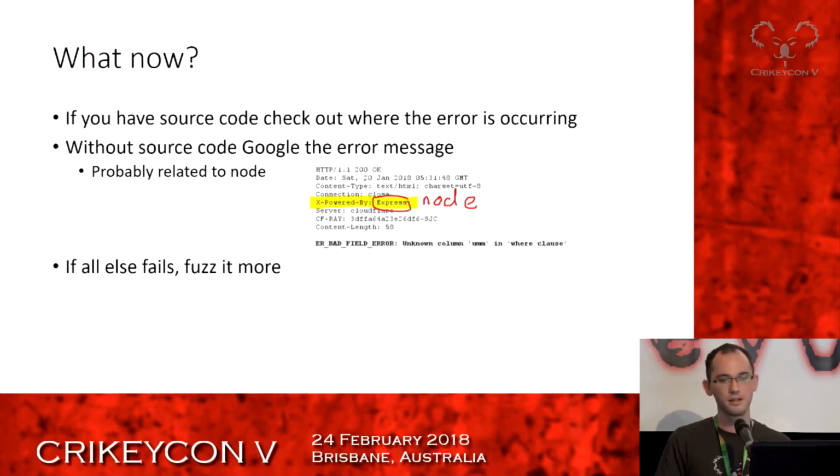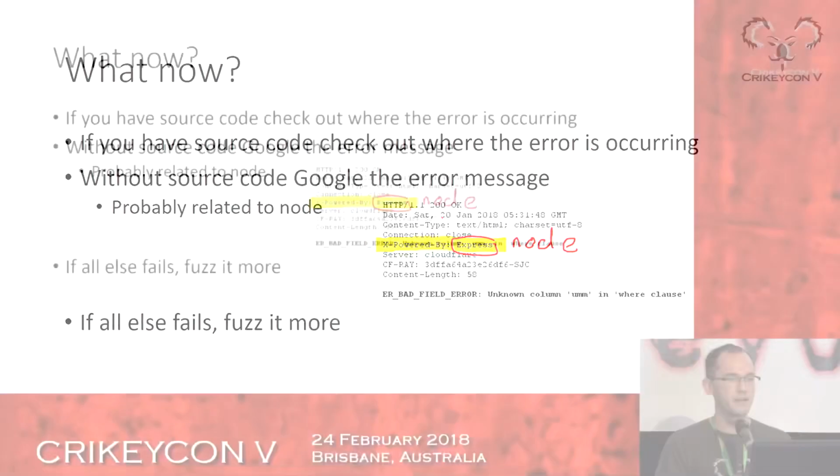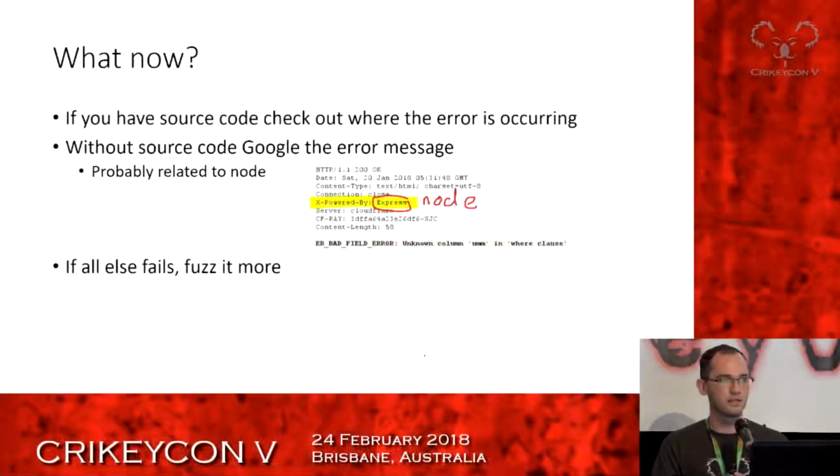You've got an error message. Ideally, you have the source code for the application, and you can just look through it, try and find where the error is happening and get some more information that way. But even if you don't have source code, if you're doing a black box test, you can Google the error message. And when you're using your Google skills, you want to get as much information as you can about the back-end infrastructure or the application libraries that are in use.